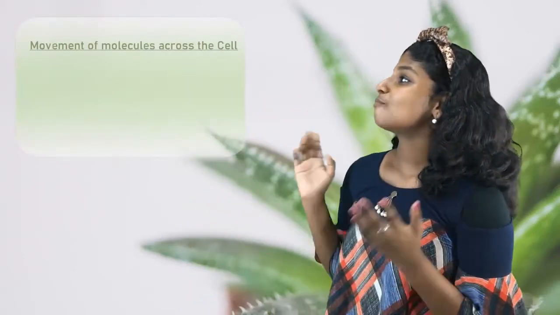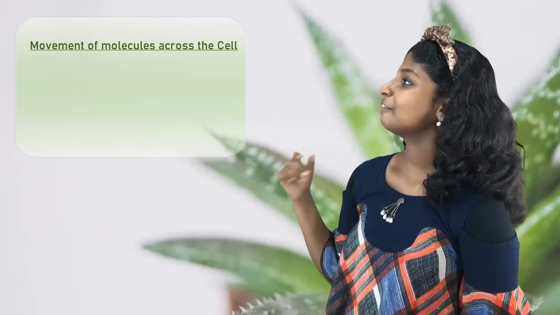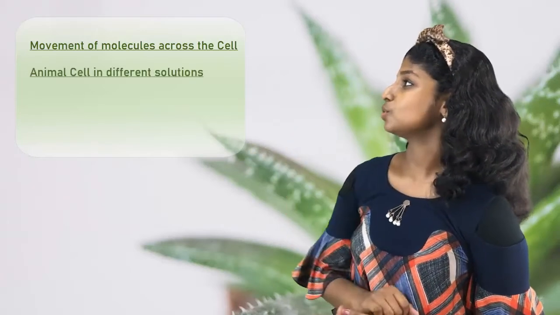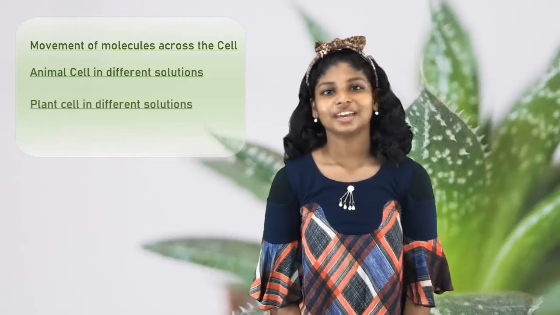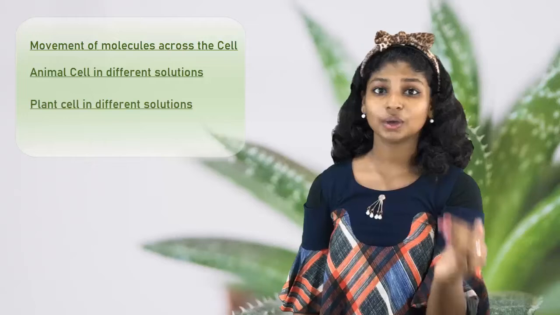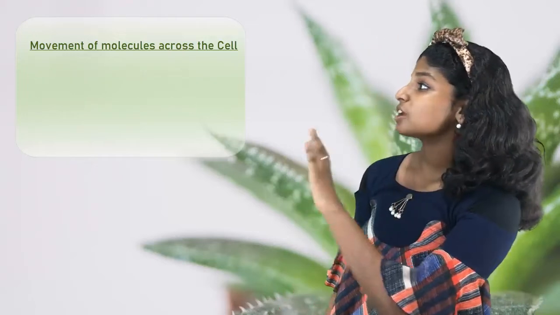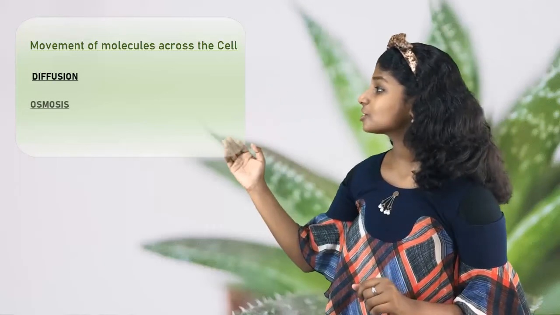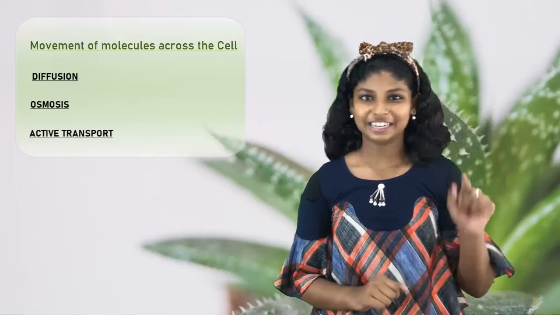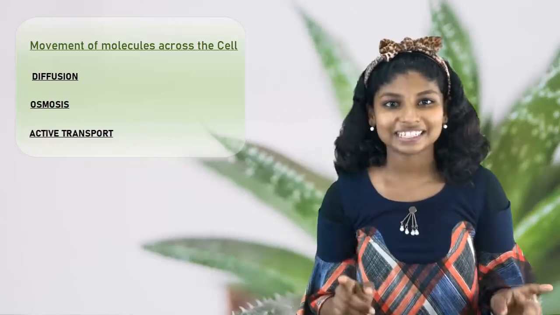Today's topics are divided into three: movements of molecules across the cell, animal cells in different solutions, and plant cells in different solutions. Firstly, we will start with the movements of molecules across the cell. Movement of molecules is classified into three: diffusion, osmosis and active transport.